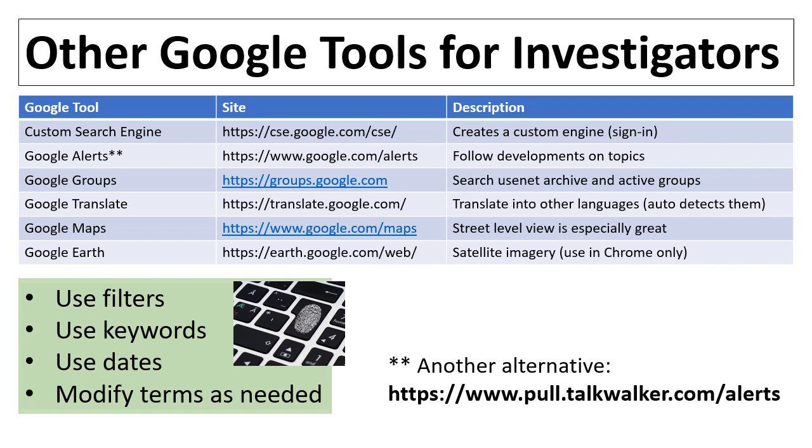And finally, I also want to point out Google Groups. This may be underrated. It allows you, rather, to search active or archived Usenet groups, but also active group bulletin boards. Some groups are private and you need to be invited in, but many groups are public.